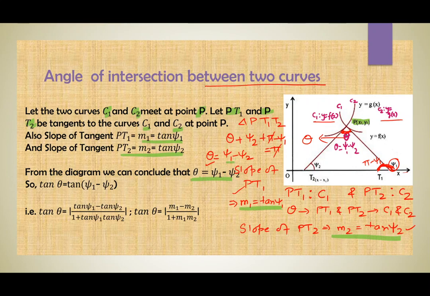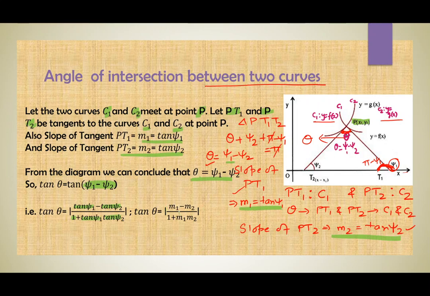Now, if I apply tan to both sides, I get tan theta is equal to tan of psi 1 minus psi 2. This is nothing but tan of A minus B, which can be expanded as tan A minus tan B upon 1 plus tan A tan B. So tan theta is nothing but mod of m1 minus m2 upon 1 plus m1 m2. You might think why I have applied mod here.